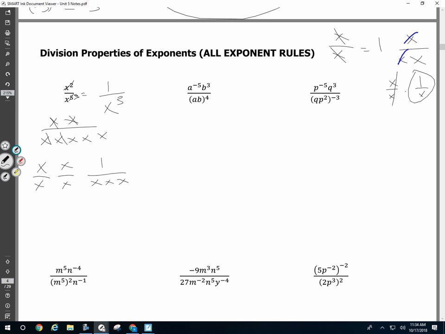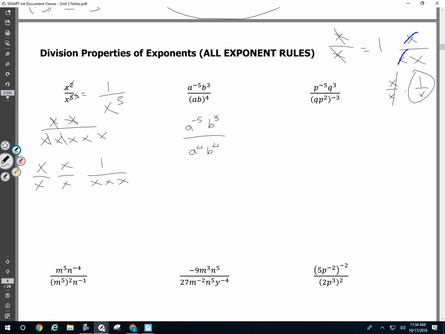Now we're going to do everything all at once. Look, a to the negative 5th, b to the 3rd, ab to the 4th. First thing I got to do, maybe take care of this ab to the 4th. I know that's ab, ab, ab, ab. That's 4 a's, 4 b's. So I got this a to the negative 5th, I still got this b cubed.